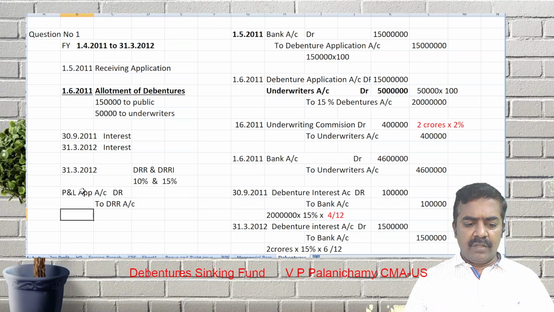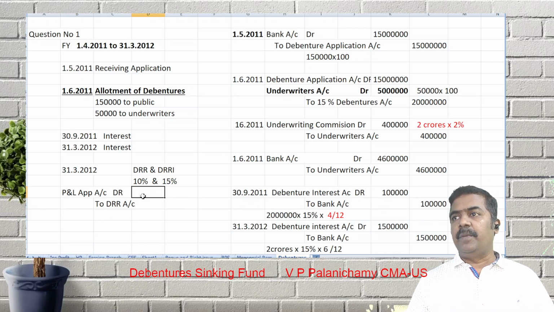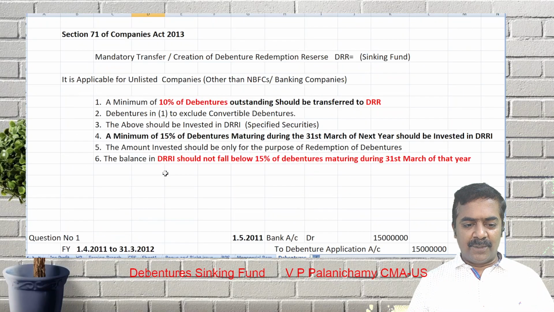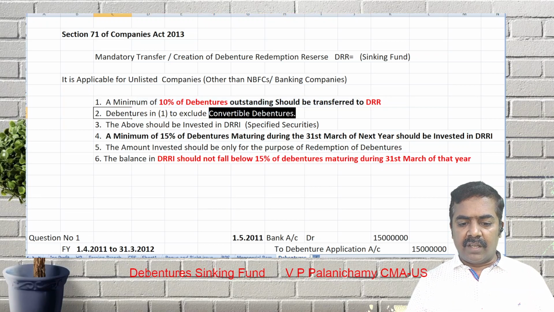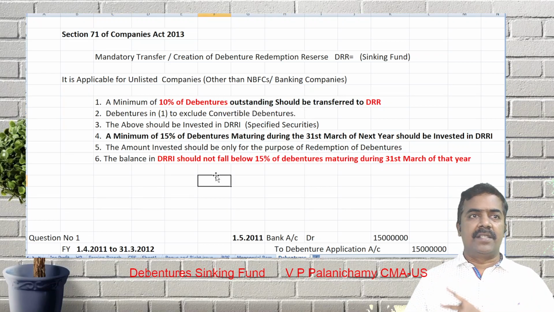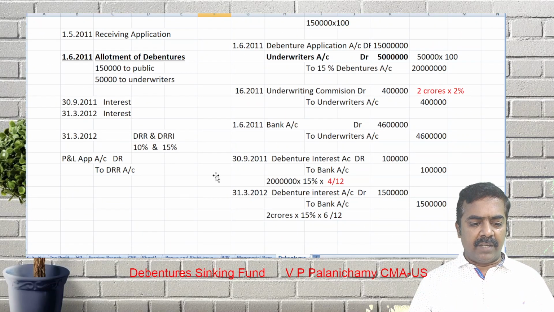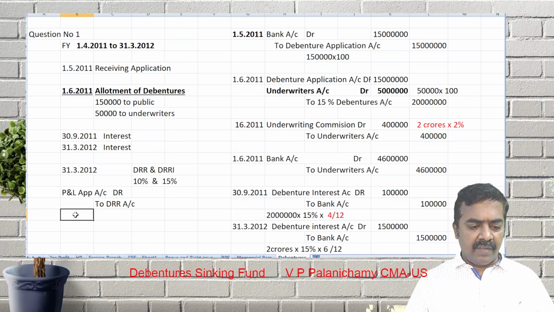DRR account. 15% of debentures outstanding. 2 crore into, sorry, 10%. DRR should be 10%. Will you put 2 crore into 10%? No. Look at this. Minimum of 10% of outstanding should be created, which one? DRR. This will exclude which one? Convertible debentures. Exclude convertible debentures and then create the minimum. So how much will you create?